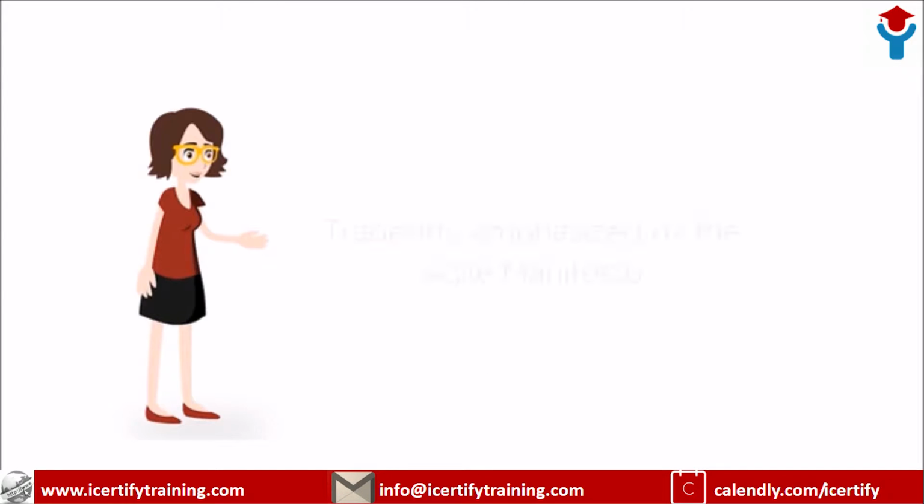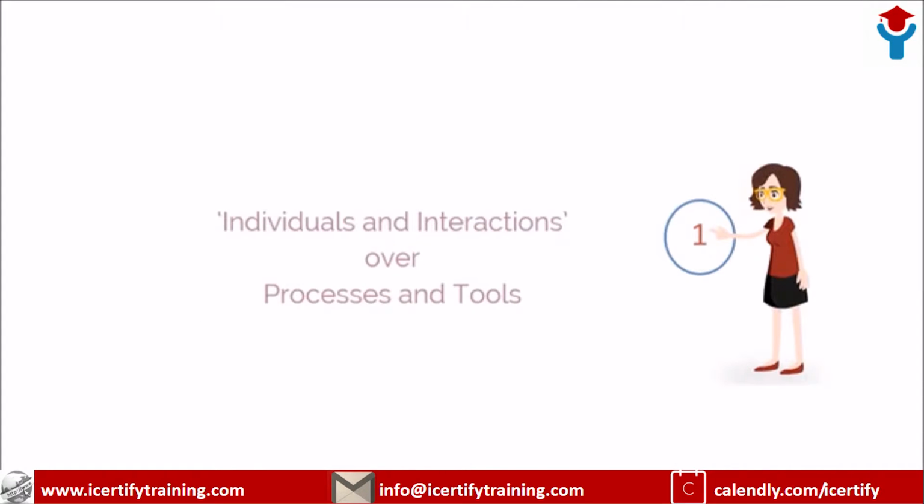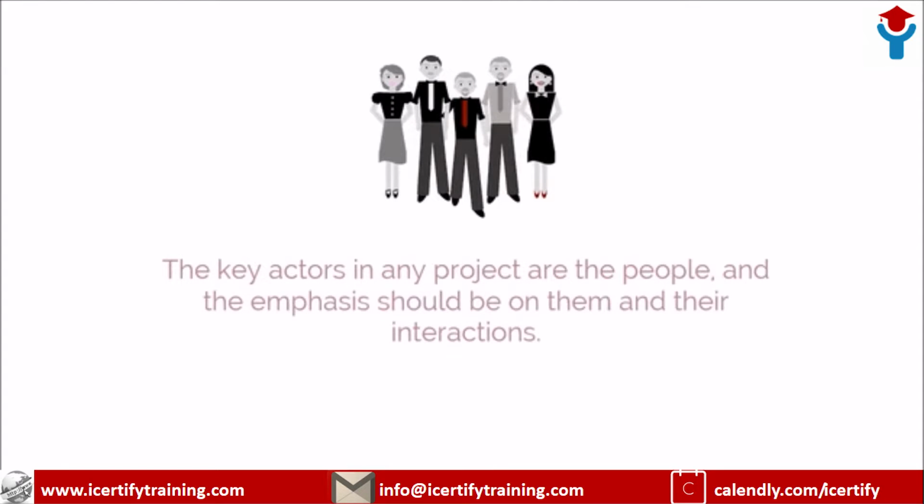Now let's look at each of these trade-offs emphasized by the Agile Manifesto in detail. Firstly, we have individuals and interactions over processes and tools. Although processes and tools help in successfully completing a project, it is the people who undertake, participate in, and implement a project who determine how successfully those processes and tools are used. The key factors in any project are the people, and the emphasis should be on them and their interactions.